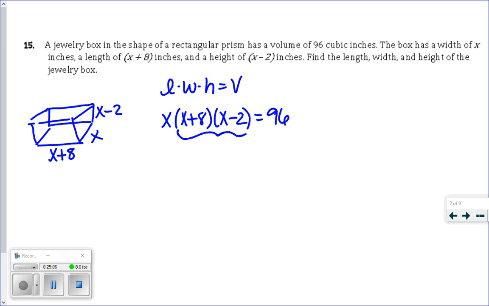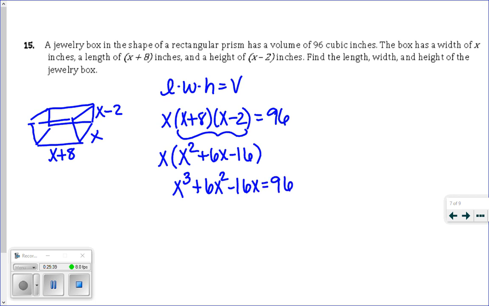So maybe I'll FOIL these. You can do this multiplication in any order. I like to FOIL first, then distribute the x, but you decide. When I FOIL that, I'm going to get x squared plus 6x minus 16. That's first, outer, inner, last, and then combining the middle terms. So we get that trinomial right there, and then we still have to multiply by that width, so we distribute the x. Then we get x to the third plus 6x squared minus 16x is equal to 96.